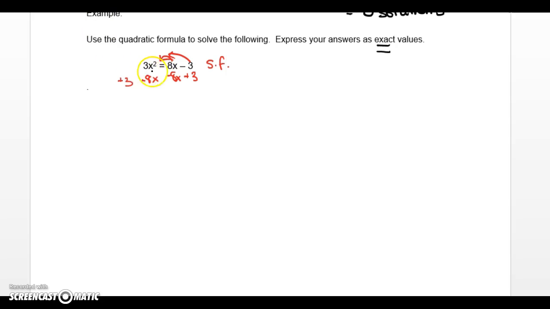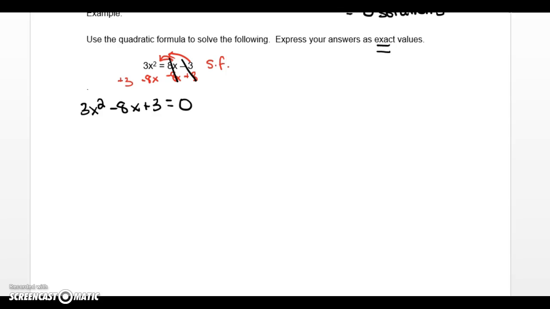So what we should be left with here is the 3x squared minus 8x plus 3. And that should be equal to 0 if we did our work right. So 8x minus 8x would cancel that out. Negative 3 plus 3 cancels that out. And all we're left with is 0 on this right-hand side.